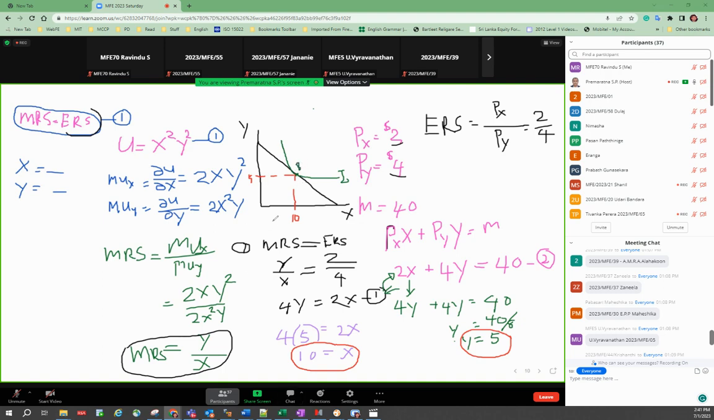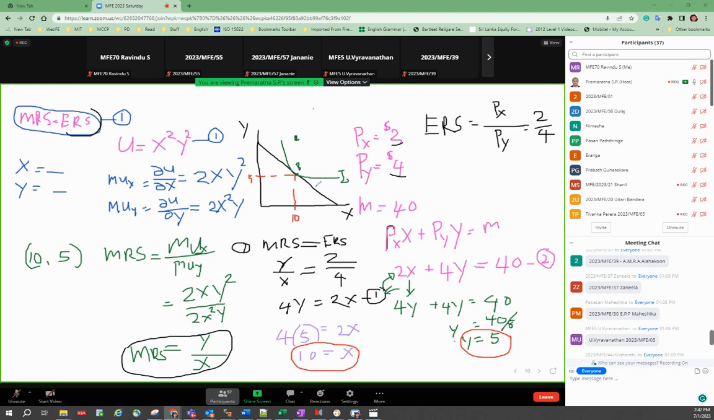Now the optimal bundle, the demand, you buy from Y, from X 10. So that bundle you can go for that optimal level. You can't go Y 10 and X 10 because that point you can't reach, for example. Not reachable.